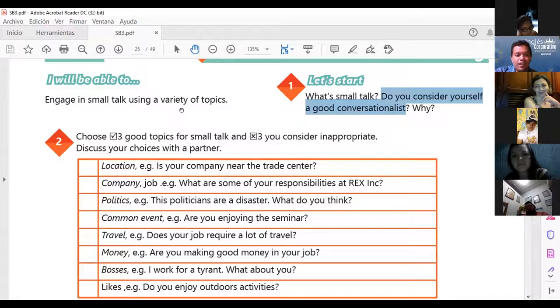Vamos a preguntar eso. Let's see. To whom? To someone that is very quiet in this class. Ana Maria. How about you? How about you, Ana Maria? How do you consider yourself? Yes, a good conversationalist. Are you a good conversationalist? Yeah, uh-huh. Significa que cuando está esperando el micro o el bus, if you go there, se puede poner a platicar sobre cualquier tema con otra persona.